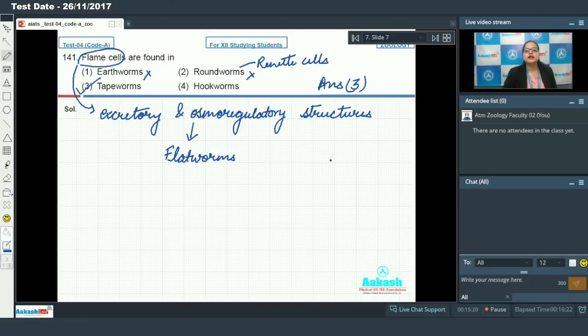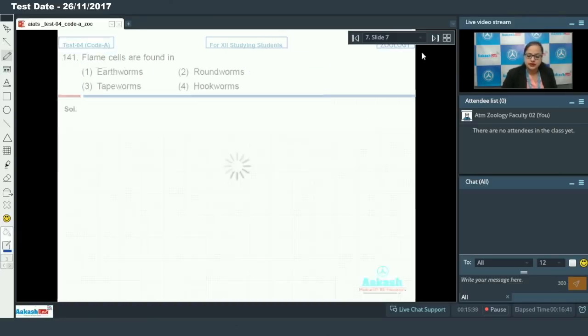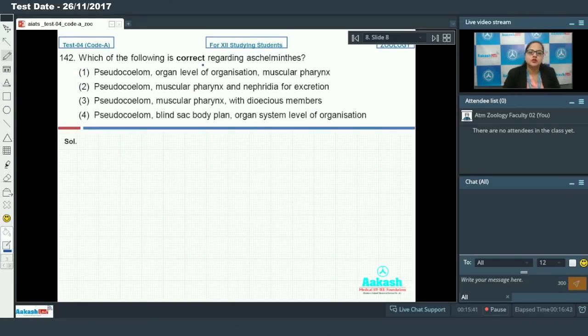And option 4, that is hookworm. Hookworms are members of phylum Aschelminthes which have renette cells as their excretory structure. So this cannot be our answer. So let's proceed to our next question. That is question 142, which says which of the following is correct regarding Aschelminthes, also known as roundworms.